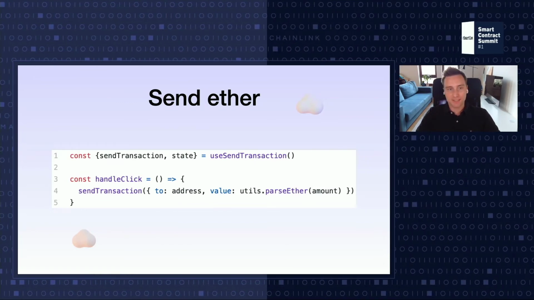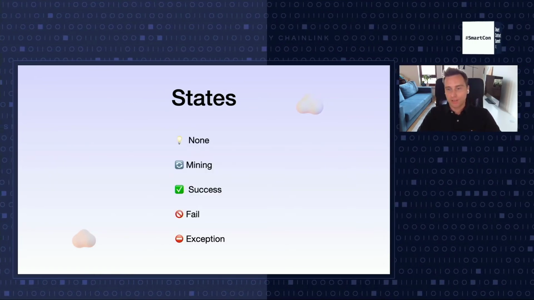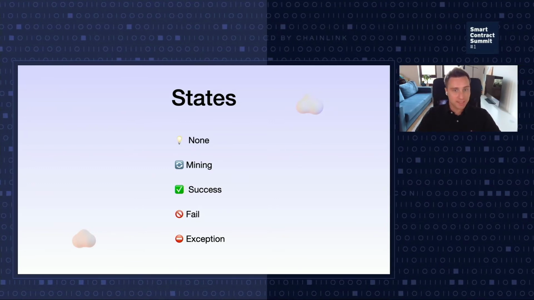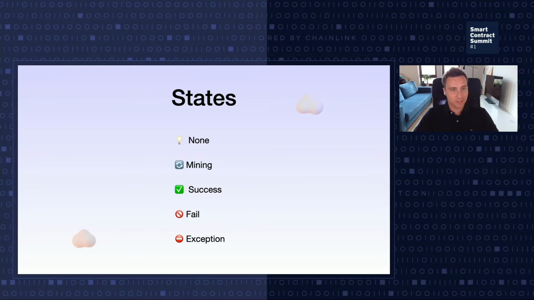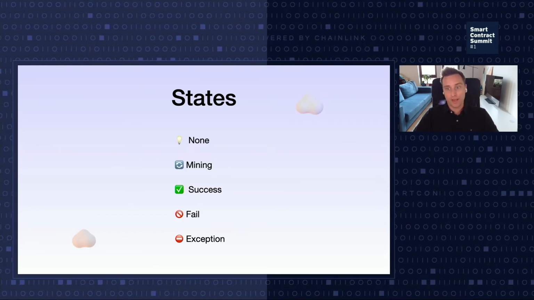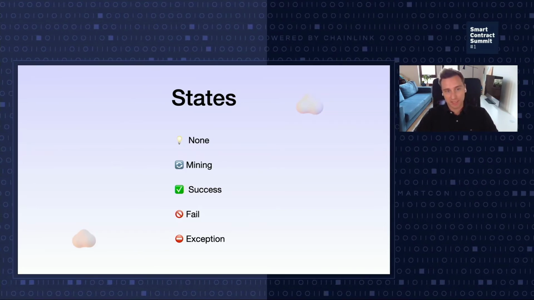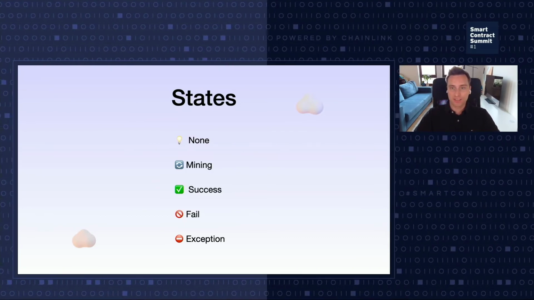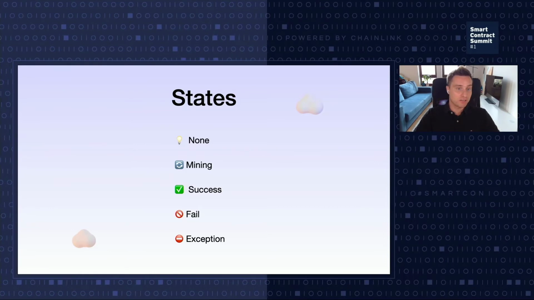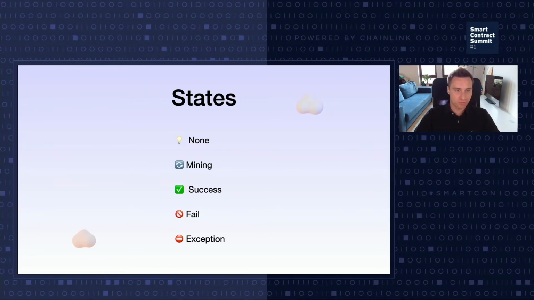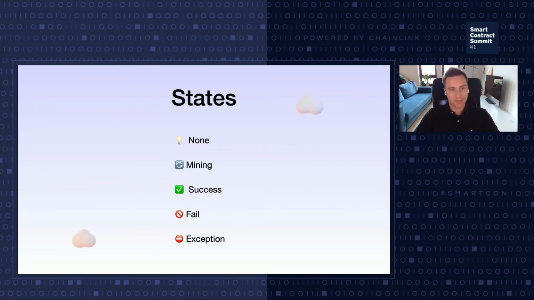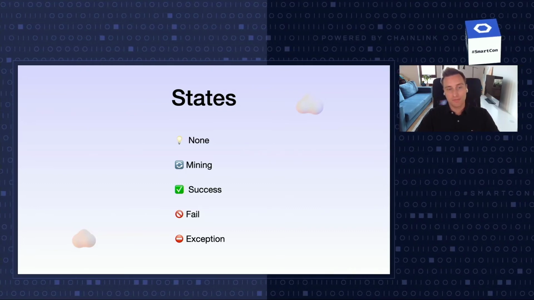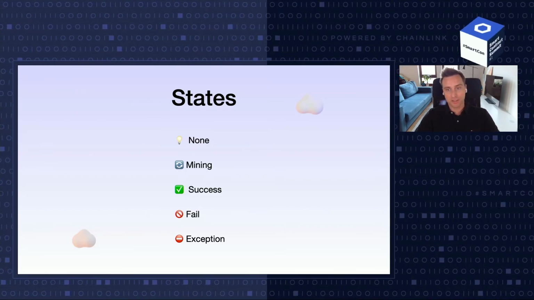And if we move to the next slide, you will see there are more states than meets the eye. So we have the mining state, transaction is pending. The success, transaction was mined and successful. We have a failed state, when the transaction was mined but failed. And we have two additional states that many people don't think about. One is none, so before the transaction was even triggered. And one additional state, which is exception, which happens if, for example, the user rejects the transaction in MetaMask.